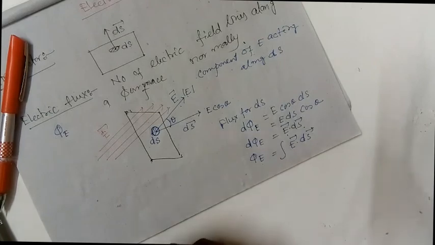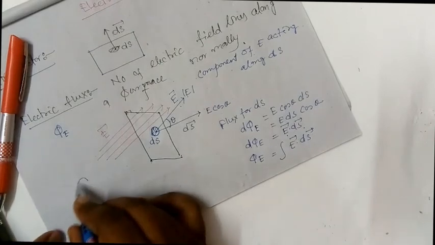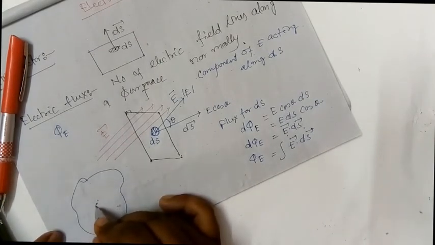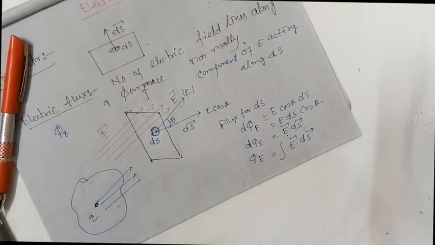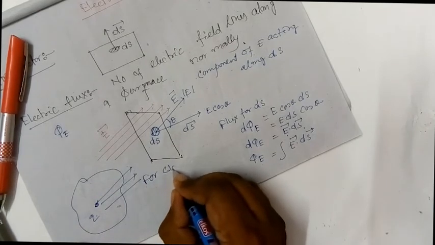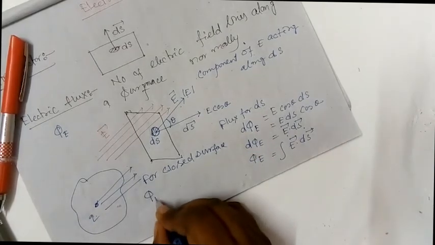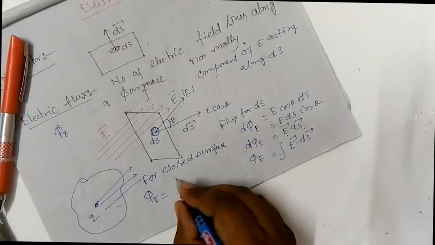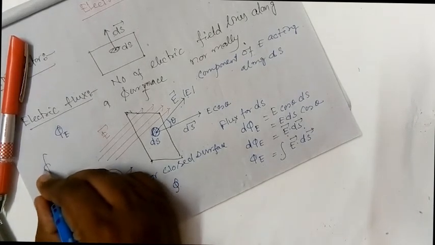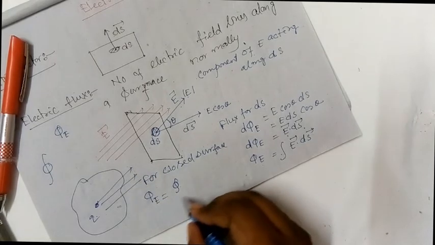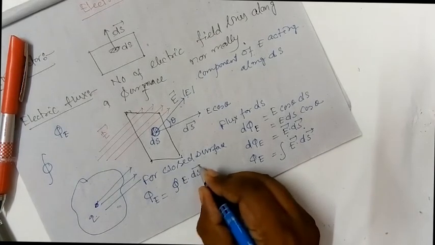If I want to find the flux for a closed surface, here the surface is open. Assume the surface is like this and one charge q is kept here, and due to that an electric field is acting. So for a closed surface, instead of the integration we take a closed circle integration. This sign you have to remember, one integration sign along with a circle. It is called closed surface integration, that is the integral of E dot ds.